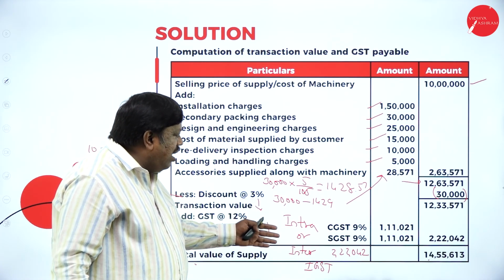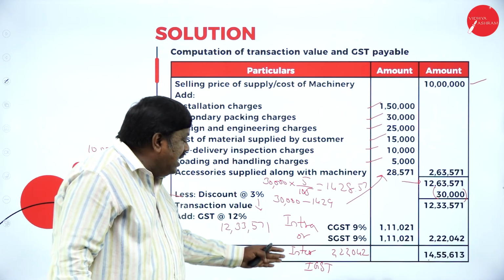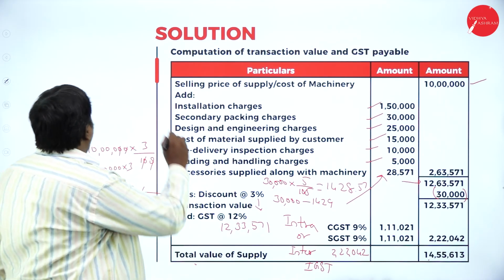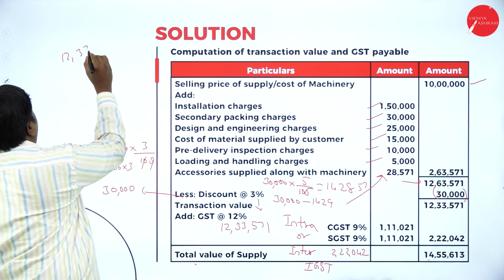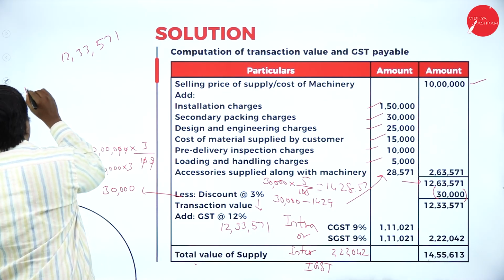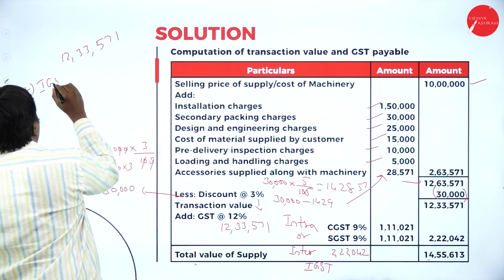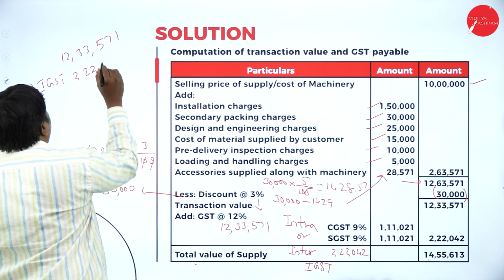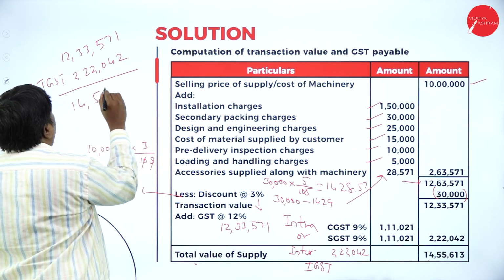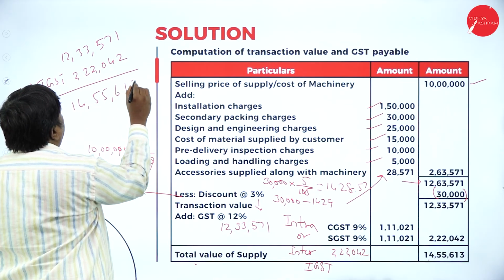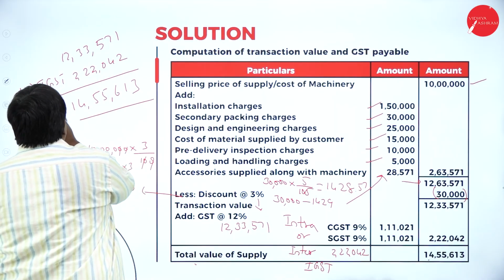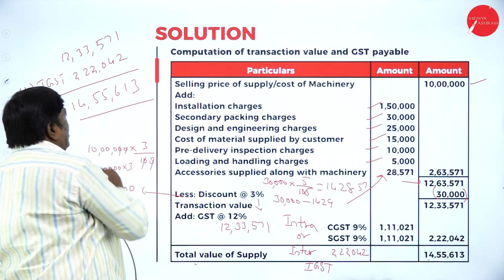If it is intra, CGST, SGST. If it is inter, IGST. But actually, we have to write IGST. That is nothing but 12,33,571. Add IGST 2,22,042. So it will be 14,55,613. 14,55,613 is the value of supply for this problem.